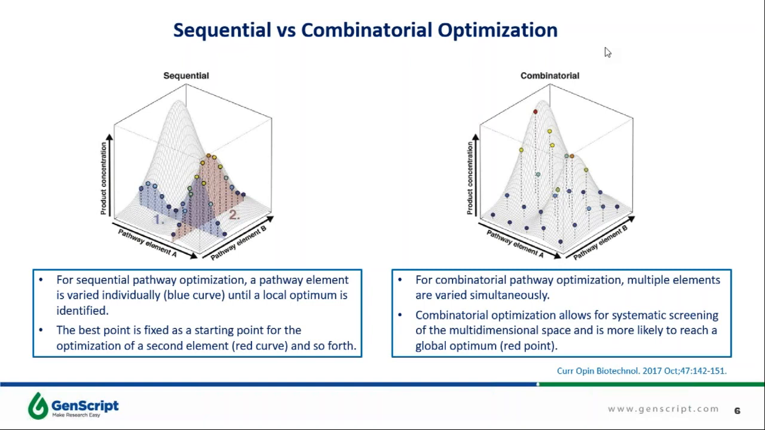Compared to the sequential debugging method, a more advanced approach is combinatorial optimization, in which several pathway variables or elements are diversified simultaneously. This is illustrated in the left figure. Multiple elements are varied simultaneously, which allows us to systematically screen a multidimensional space. Although we measured 25 points for both of the strategies, the combinatorial approach clearly spans a more complete design space and reaches the global optimum. You can see the red point in this figure, and this global optimum is not accessible by the sequential optimization approach.